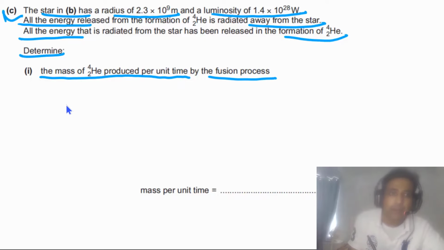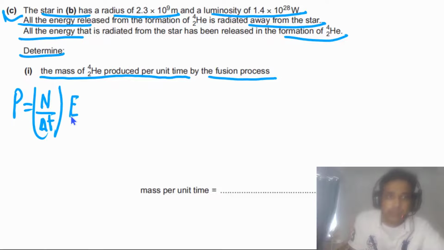So we have the power of the star, so simply we can say the power of the star will be equal to the number of atoms produced per unit time times the energy released in a single reaction. For this question we have the power and also we have the energy released in one nuclear fusion reaction. So we can say N over delta T is equal to P over E.